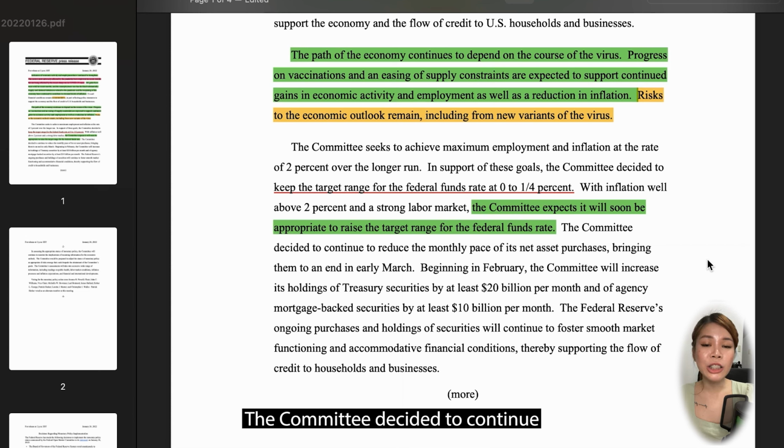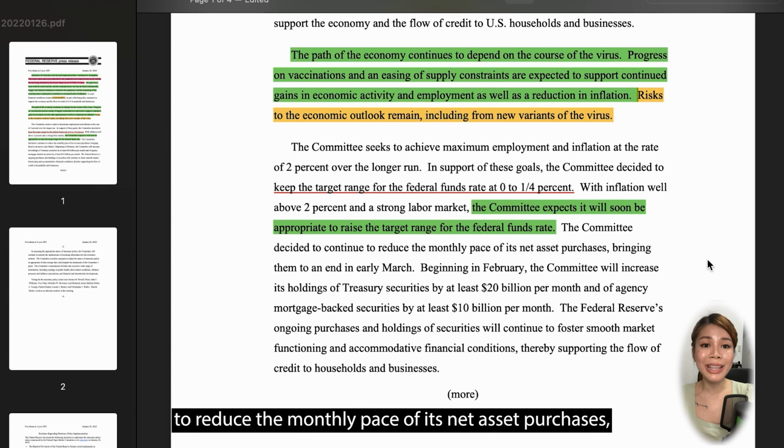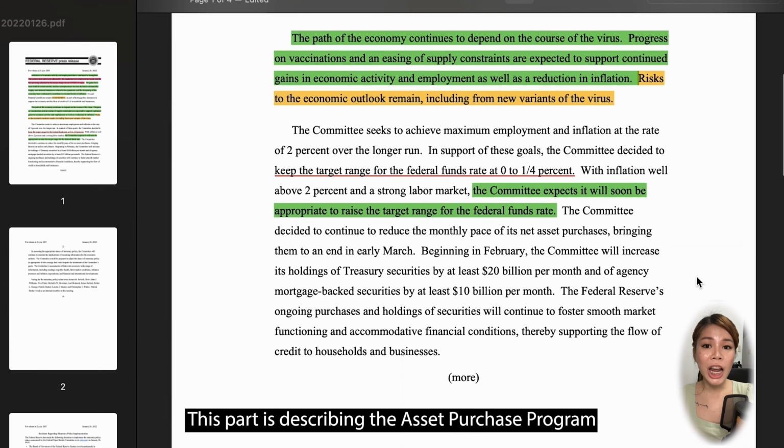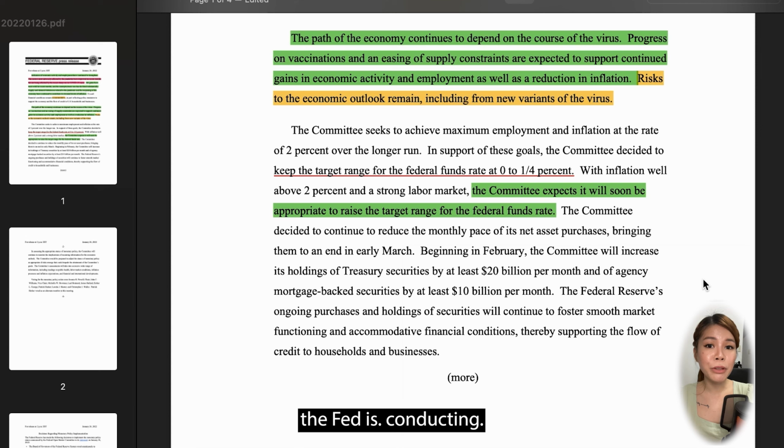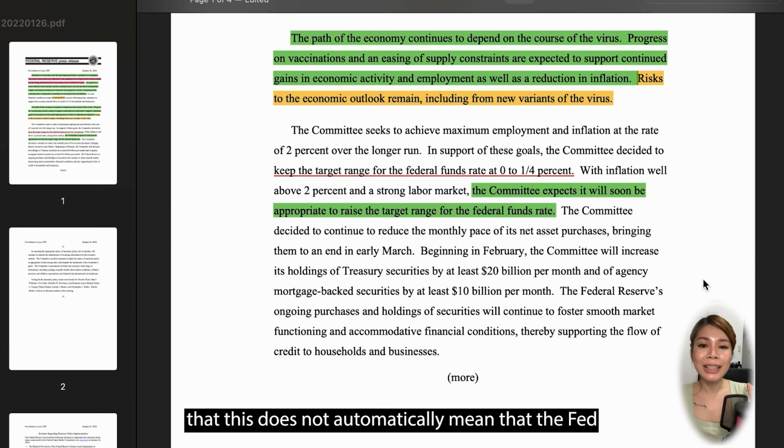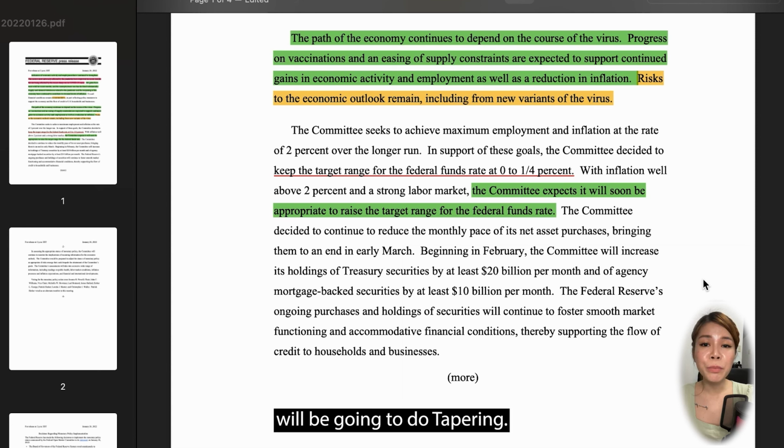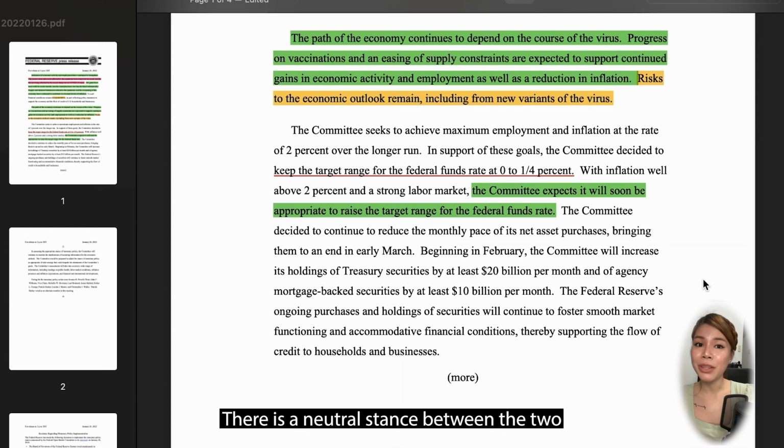The committee decided to continue to reduce the monthly pace of its net asset purchases, bringing them to an end in early March. This part is describing the asset purchase program the Fed is conducting. Reducing its value means the Fed is gradually moving away from QE. But be reminded that this does not automatically mean that the Fed will be going to do tapering. There is a neutral stance between the two.